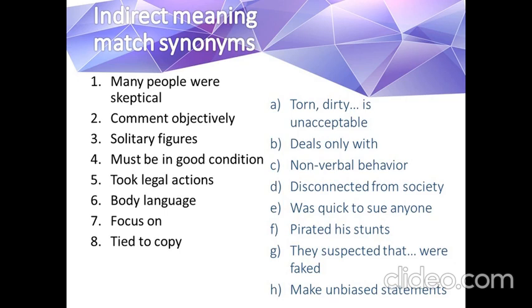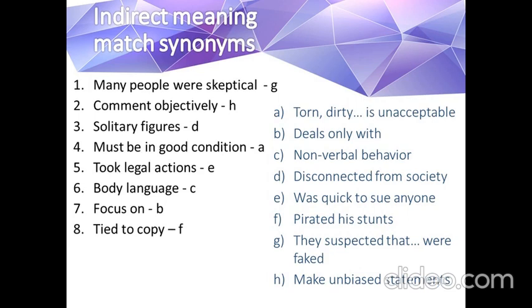So please take your copybook, write down from 1 to 8 and match with its synonyms. And after that, I'm going to reveal the answers. So "many people were skeptical" is G: they suspected that they were faked. Yeah, the two words are in negative form here, suspected and faked. Okay, and the other options, you can read them through, write them on your stickers and put them on the wall or nearby you, and learn by heart.